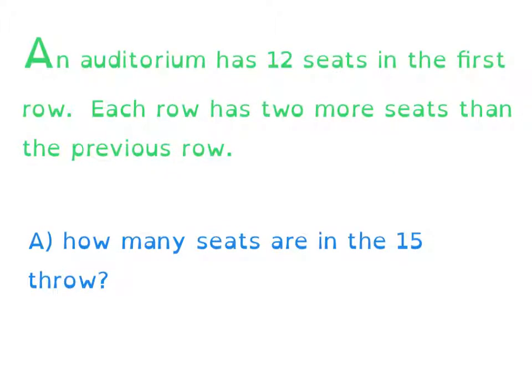An auditorium has 12 seats in the first row. Each row has 2 more seats than the previous row. So I think we can write that out and picture what it's saying. So row 1, which I'm going to call A sub 1, has 12 seats. And row 2 then has 2 more than the previous, so I would say that has 14. A3, 2 more, has 16, dot, dot, dot. Hopefully you can see that it's arithmetic and we're adding 2 each time.